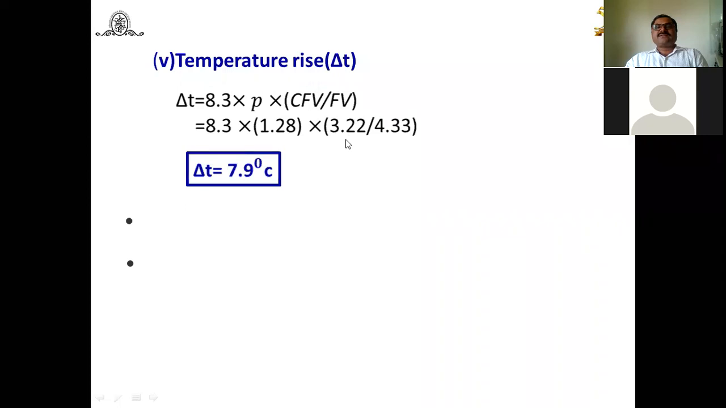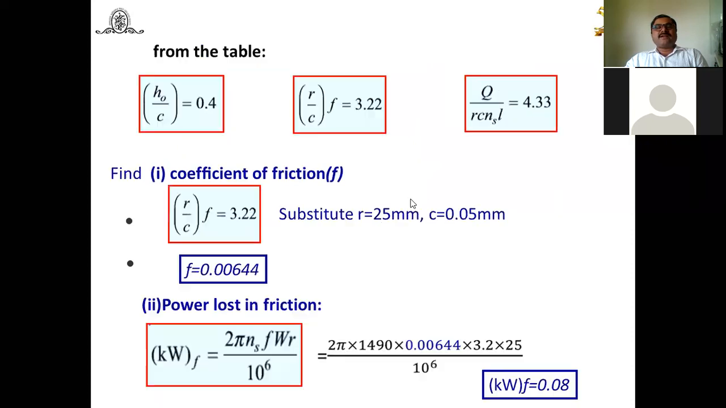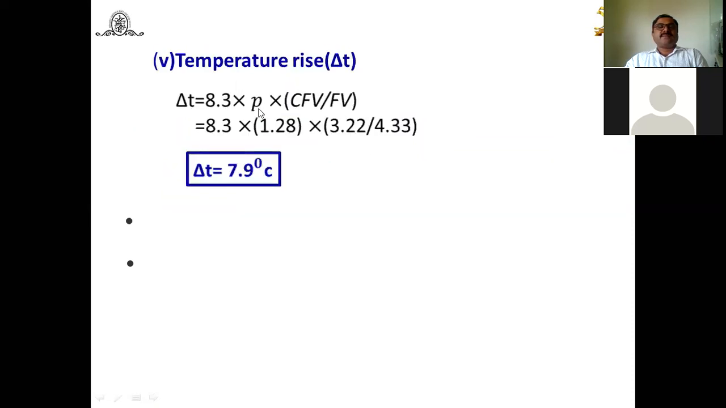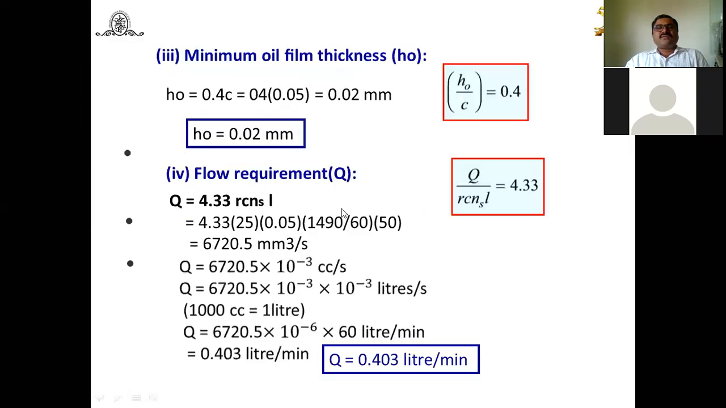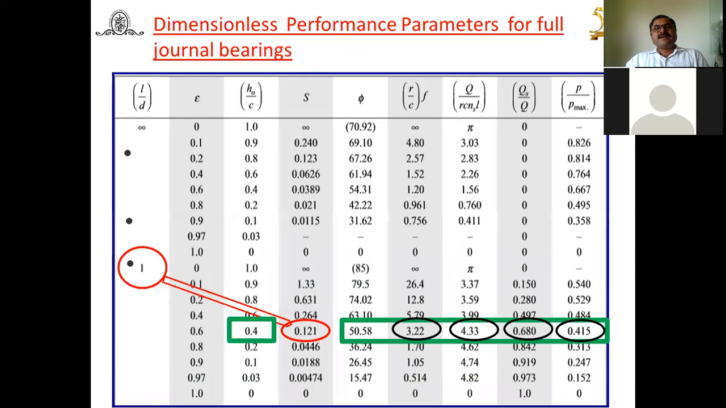And again, these values we have taken from the chart: 3.22 and 4.33. This is the flow variable 4.33, and here the friction variable, that is 3.22. You can substitute here. P is already calculated. So you will get delta T, that means the rise in temperature, that is 7.9 degrees Celsius. This is how we can solve the problem simply by using the Raimondi and Boyd chart.